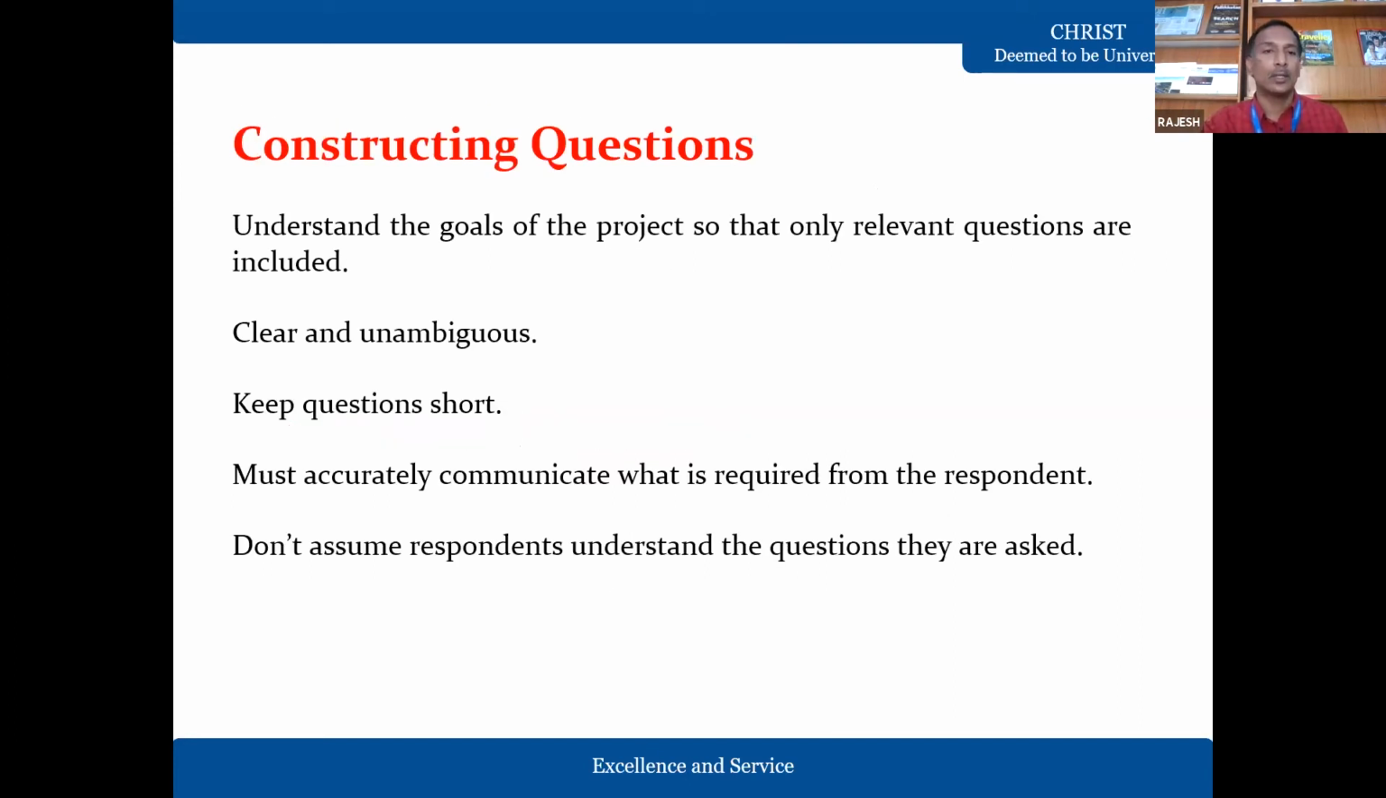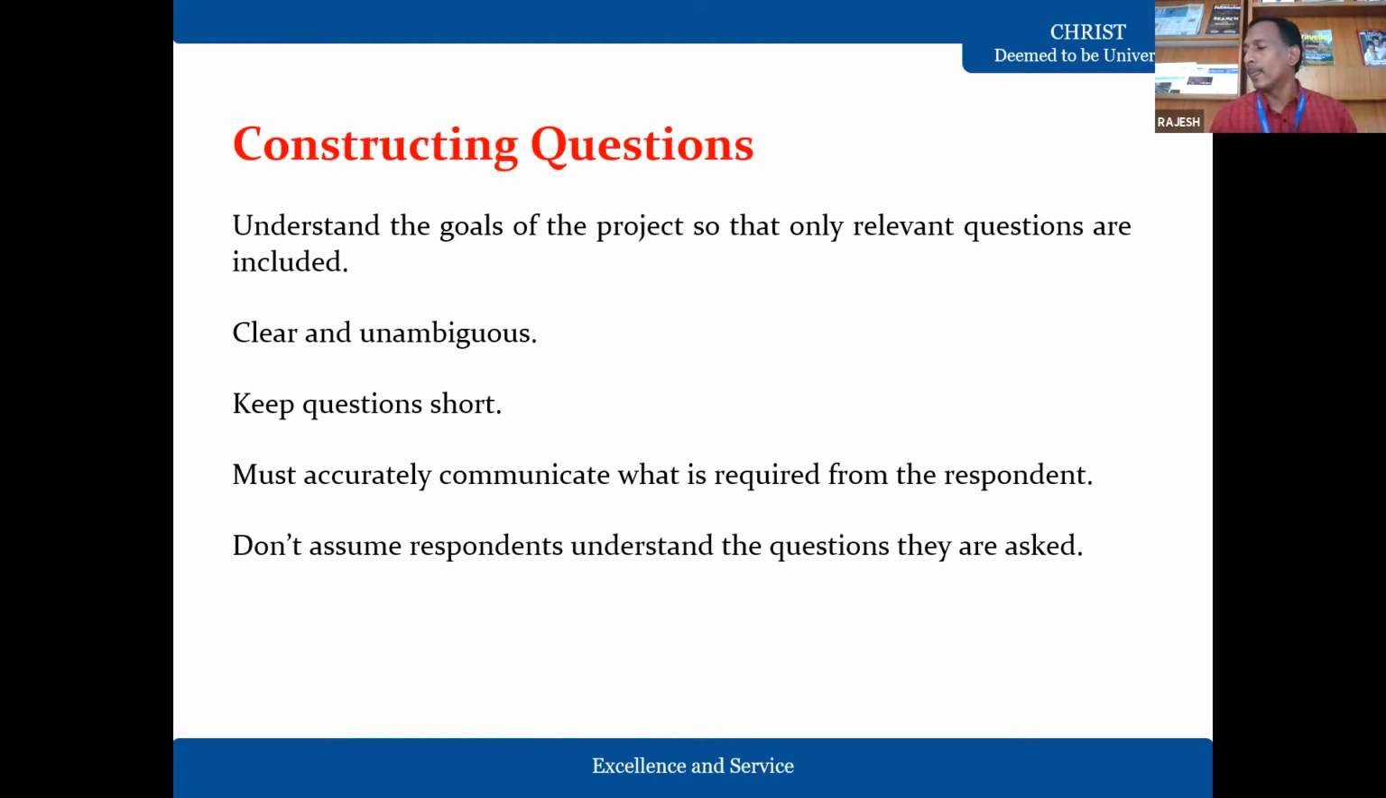Now, constructing questions. This is very important. While constructing a questionnaire for a survey, you need to understand the goals of the project. So you have stated objectives, right? This is why I'm going to conduct this particular study. So the questions should be related to that, to find answers for my research problem.